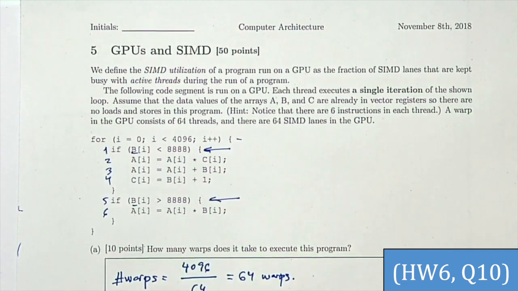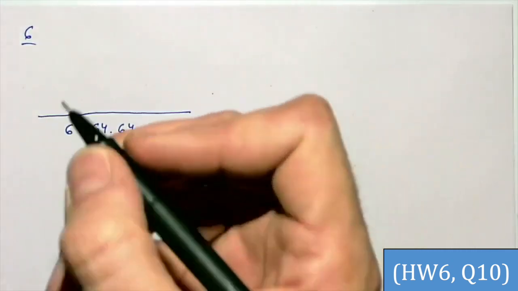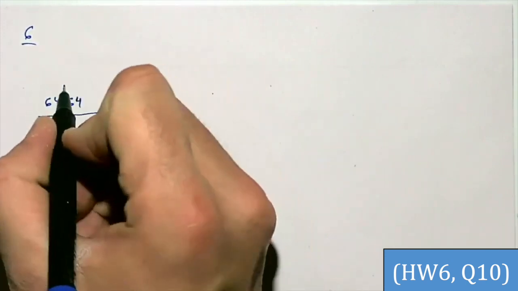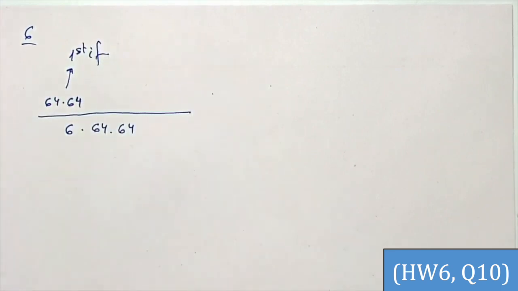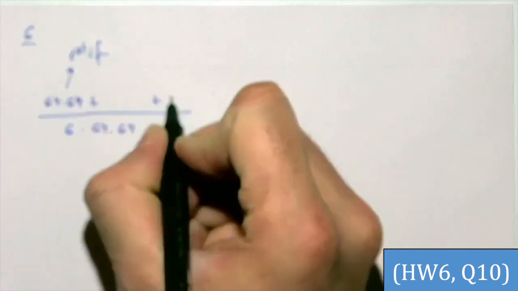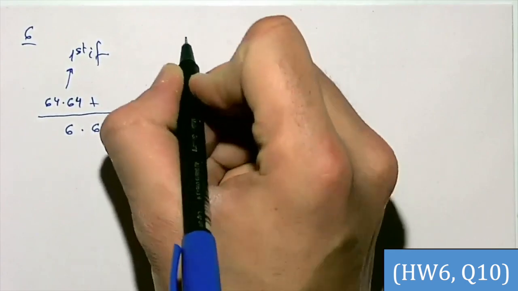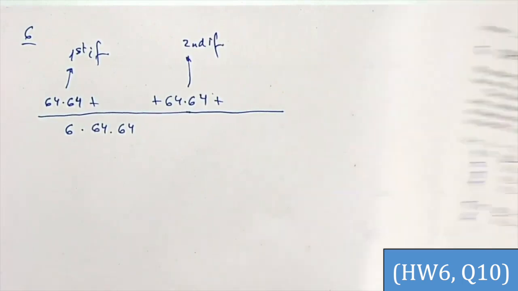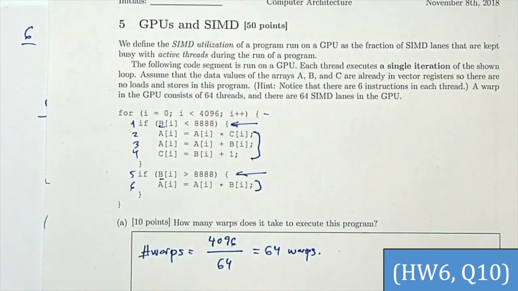Why is that? Because we have to evaluate the if statement, right? So this is something that I can already include in the numerator. I know that all the threads of all the warps are going to execute the first if, and the second if. Okay? And what about the other instructions? The other instructions are these 3 and this 1. We don't know that, right?